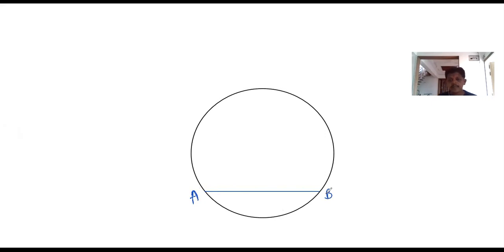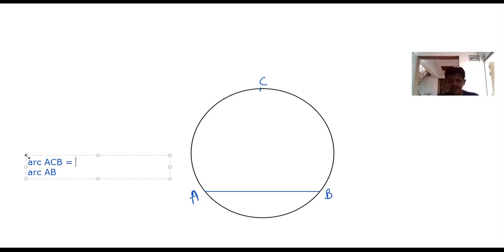Now, when you speak about a major arc, you will need 3 points. Because this is also arc AB, the major arc, and the minor arc is also arc AB. So while writing a major arc, I will write arc ACB, then I understand it is the arc ACB. And when I just write arc AB, that would be the minor arc AB. So a major arc will always be written with 3 letters, arc ACB.